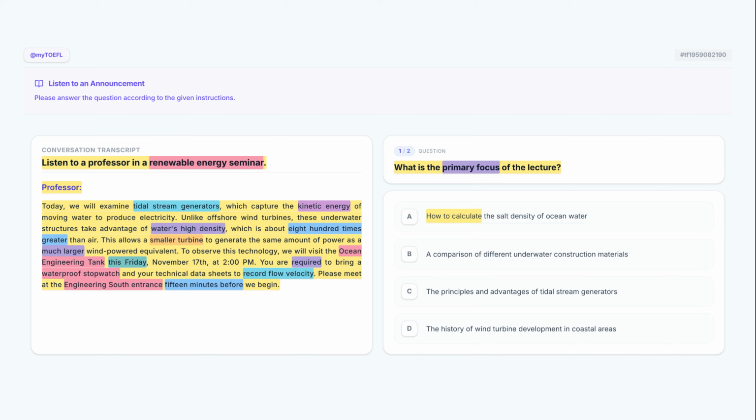How to calculate the salt density of ocean water. Option A mentions salt density, but the lecture actually focused on water's high density in relation to power, not salt content. We can eliminate this.